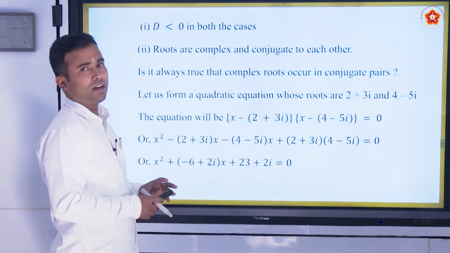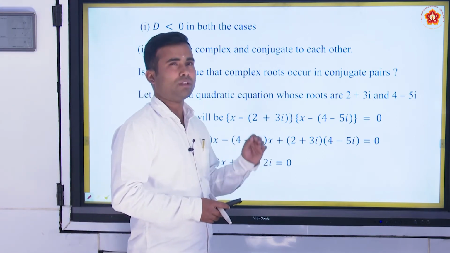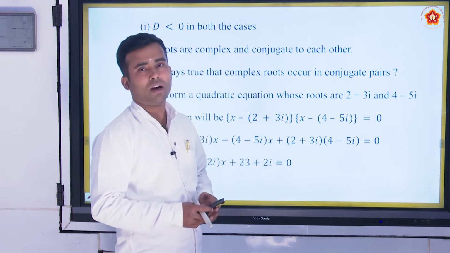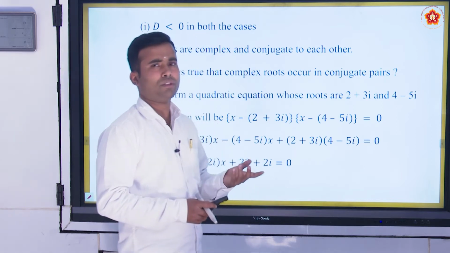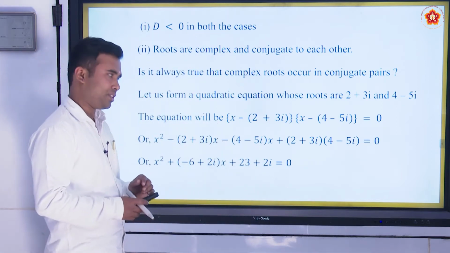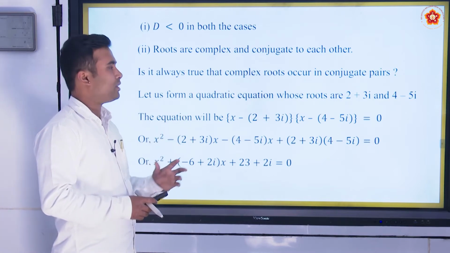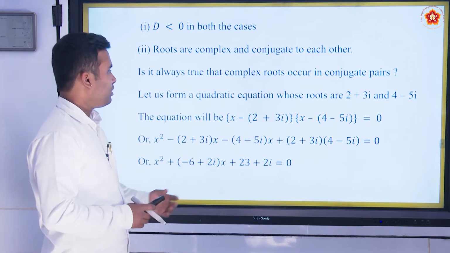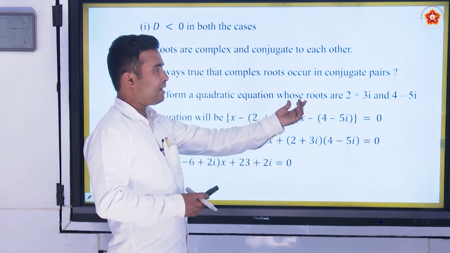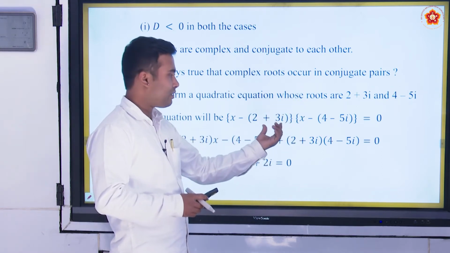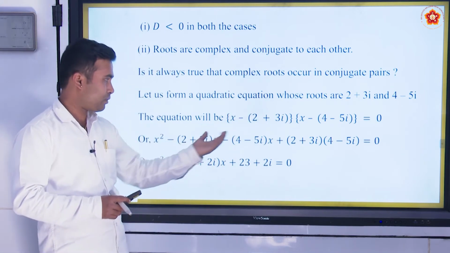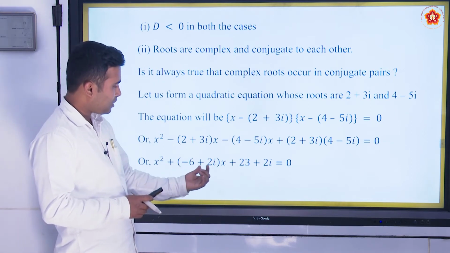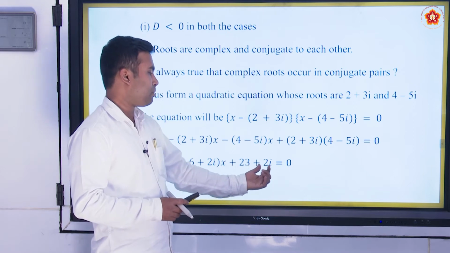Say, for example, here I have taken two roots of a quadratic equation, 2 plus 3i and 4 minus 5i, and let us form the quadratic equation with these roots. So, here I have written the roots in the form of factors, and then I just multiplied it out. After multiplication I got this. See here: x square plus minus 6 plus 2i x plus 23 plus 2i is equal to 0.